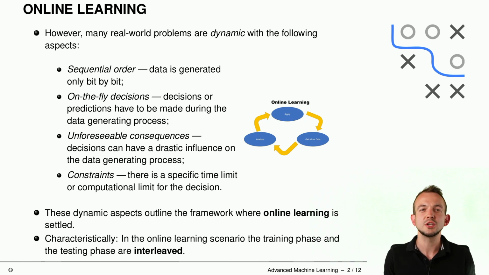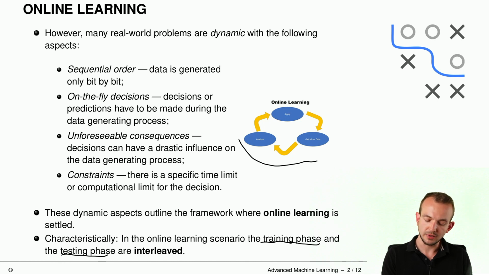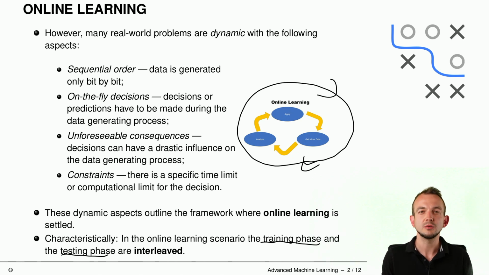And this is essentially outlining the online learning world, this realm of machine learning, where you see that we don't have this clear separation of the training and the testing phase, but rather they are going hand in hand in a loop. So we have to train, we have to make use of the data points we have, which are only arriving sequentially, and then make a decision based on what we have seen so far, test the knowledge we have.